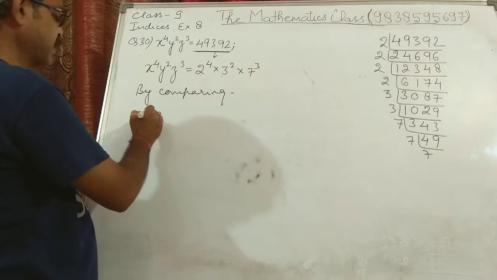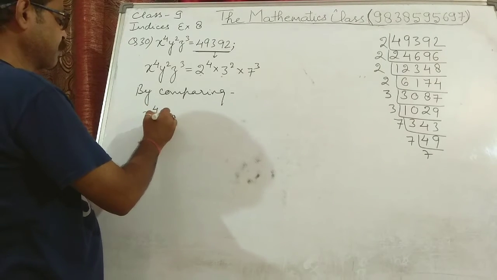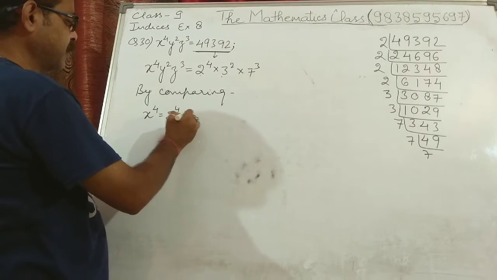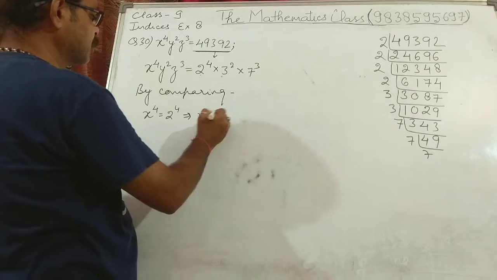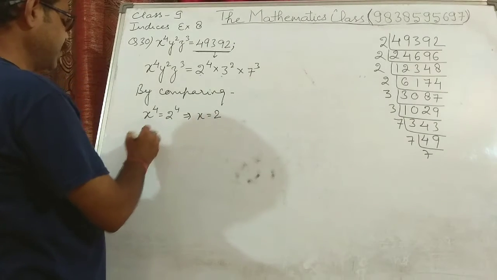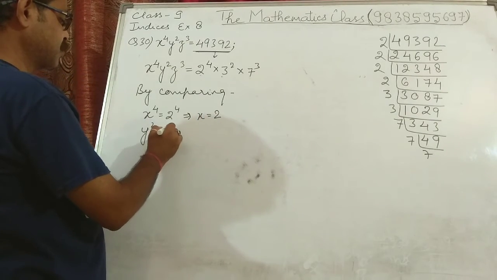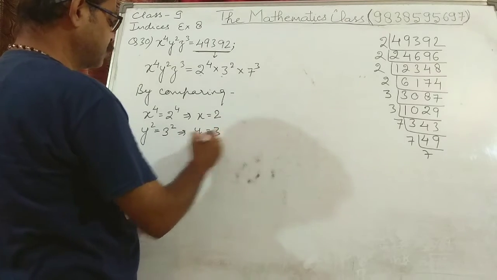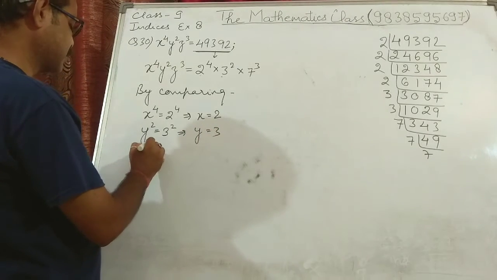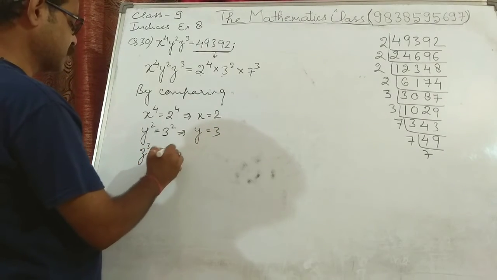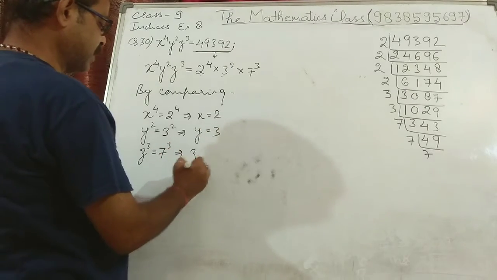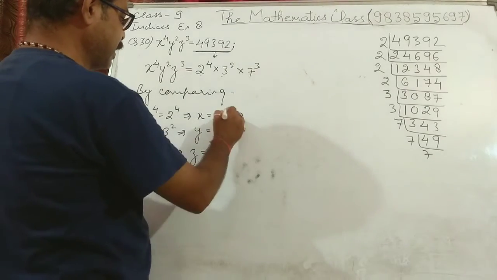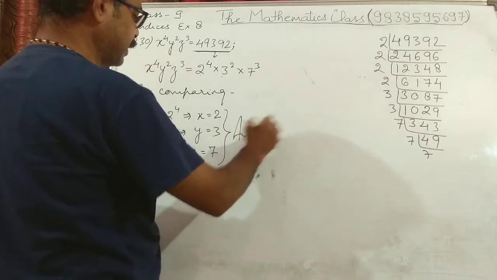When you compare, you can say x to the power 4 is equal to 2 to the power 4, implies that x is equal to 2. We say y square is equal to 3 square, implies that y is equal to 3. And z cube is equal to 7 cube, implies that z is equal to 7, and that is the final value.